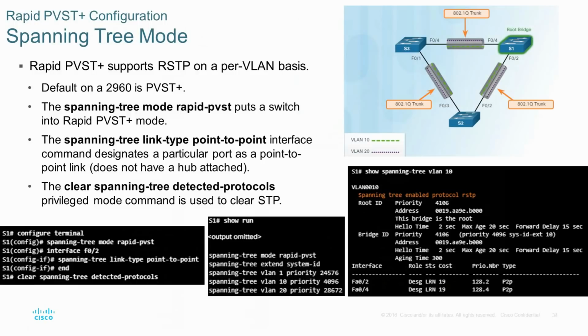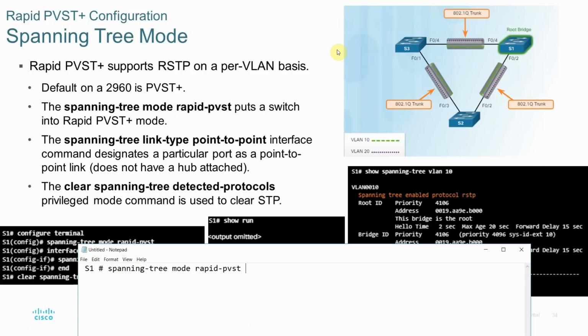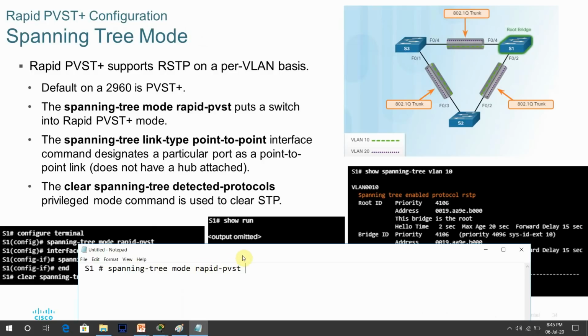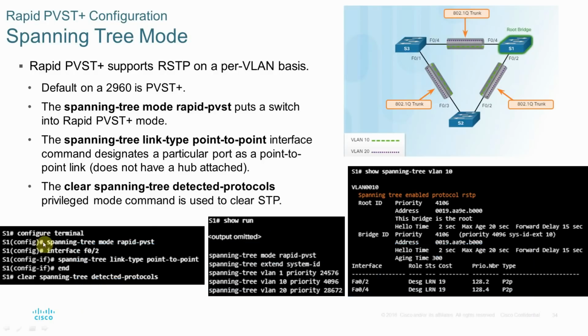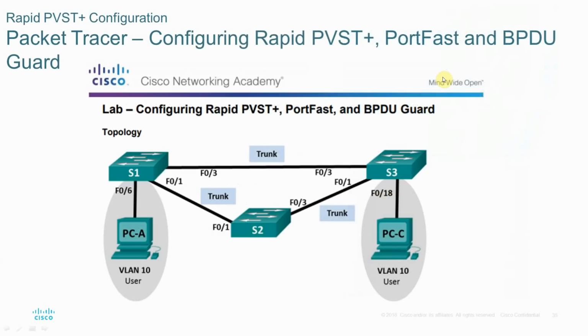Now we will go to the spanning tree mode. We can select a different spanning tree mode: normal PVST mode and rapid PVST mode. By default, PVST mode is on all Cisco switches. If you need to configure rapid PVST, simply type this command: spanning-tree mode rapid-pvst. These are the commands, and we will configure rapid PVST, inshallah.